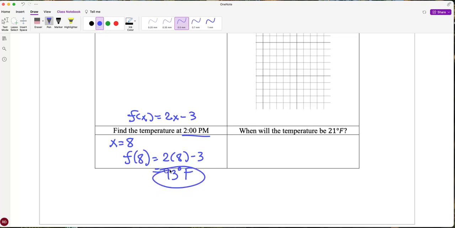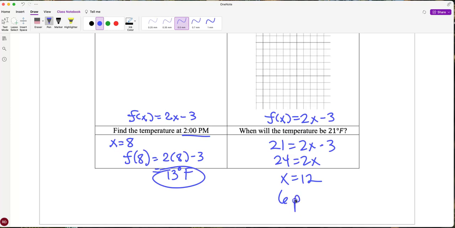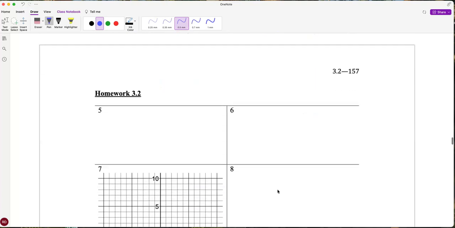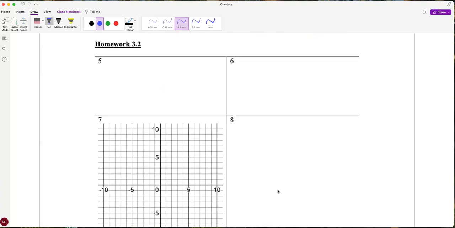When will the temperature be 21 degrees? So this is setting my y value to 21. f of x equals 2x minus 3, so 21 equals 2x minus 3. 24 equals 2x, so x is equal to 12. So 12 hours after 6 a.m. is going to be 6 p.m. That's where I get that temperature. And that should lead us into the homework for this section.